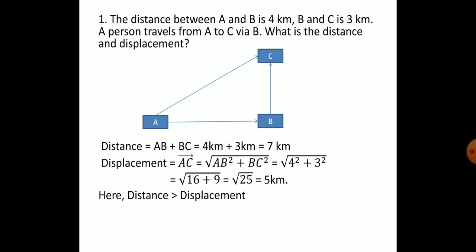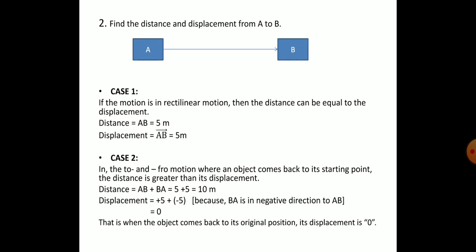Here the distance is greater than displacement. That is why we have defined displacement as the shortest distance. Yes, the shortest path to reach the end in a direction, with the direction. Yes, now this is an example sum in your book which shows the difference between the distance and displacement. Now coming to the second sum, find the distance and displacement from A to B.